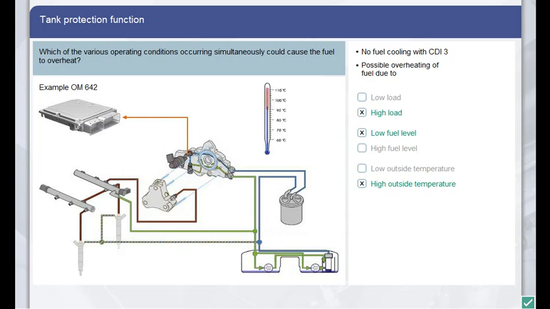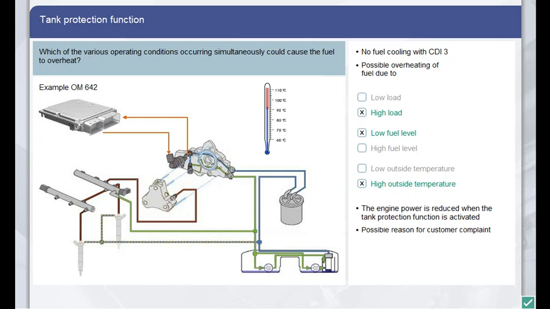To protect the tank from overheating, the CDI control unit evaluates the signals from the fuel temperature sensor. If the temperature rises to more than 90 degrees Celsius, the CDI control unit uses the flow control valve to restrict the fuel supply to the high-pressure pump. The engine power is markedly reduced. If this happens, the customer may complain, as he may not know why the engine power was reduced in these circumstances. Also note that there will be no error message in the control unit, since this is a normal system protection function.